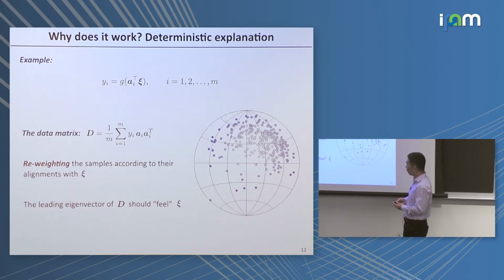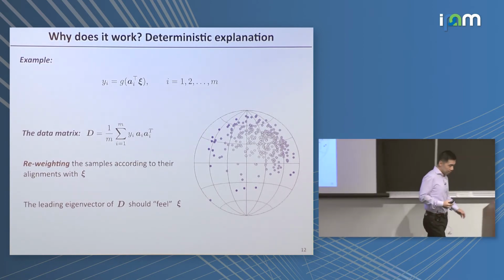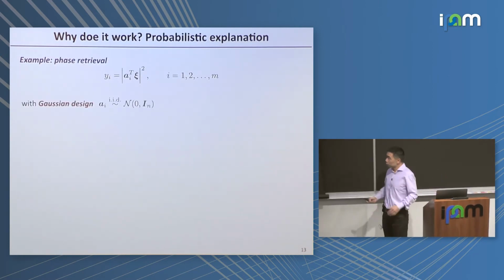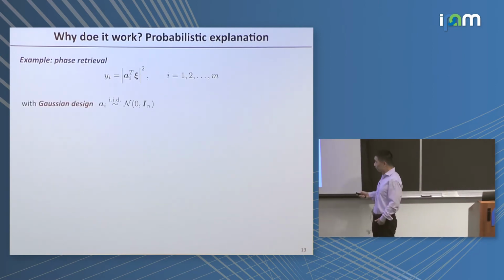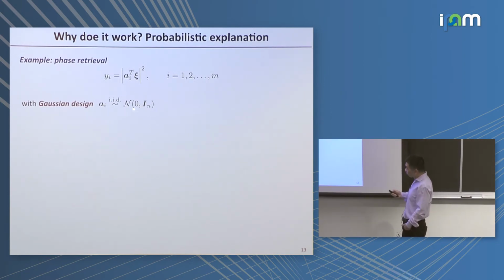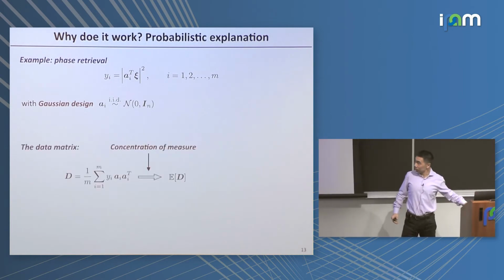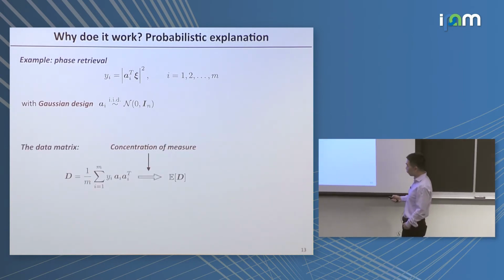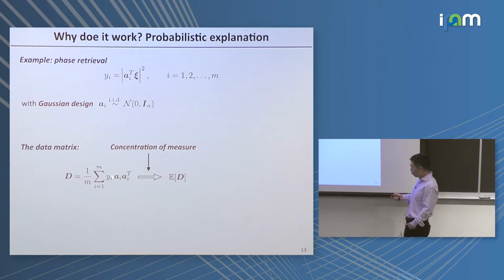We can say something more precisely if we make randomness assumptions. For example, in the case of phase retrieval, if we assume the sensing vectors are i.i.d. Gaussian, just to begin with, and then if we look at the data matrix, the data matrix is nothing but an empirical average of totally independent and identically distributed random matrices.